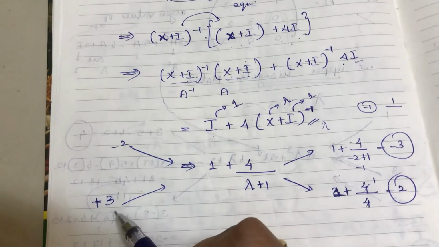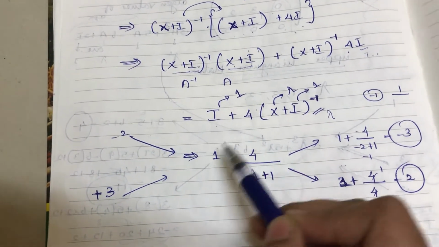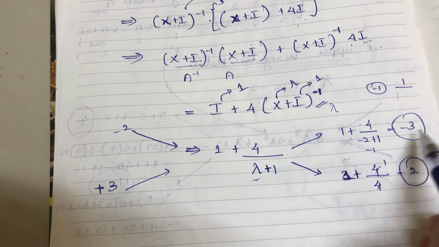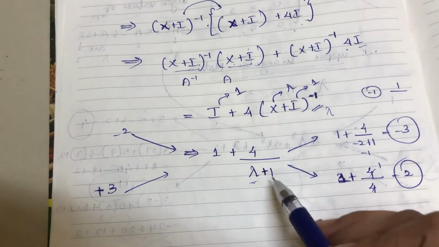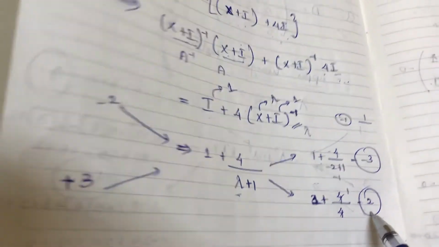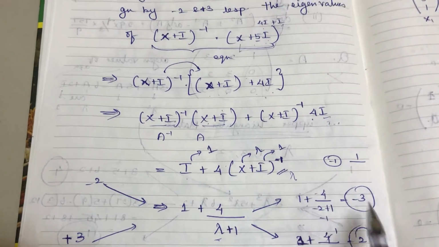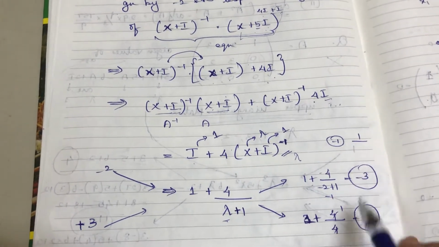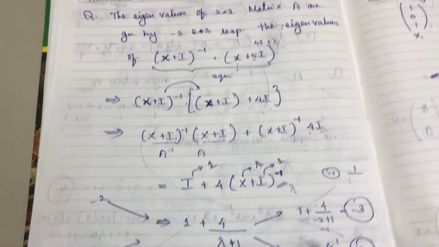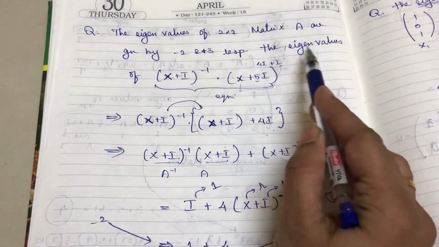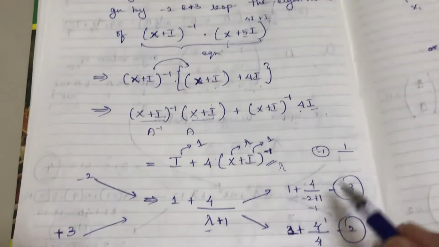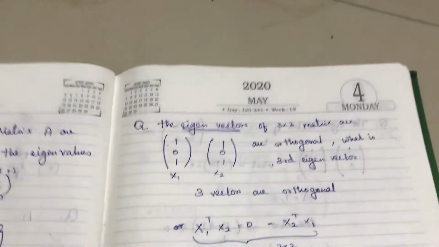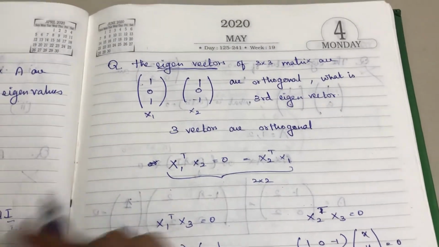They have given 2 values here. So minus 2, we have to substitute it in the lambda value and you will get minus 3, and plus 3 we have to substitute here and we will get 2. So we have got two things as this complex. So we have found the eigenvalue of this complex equations. Okay, let's see some other sum.